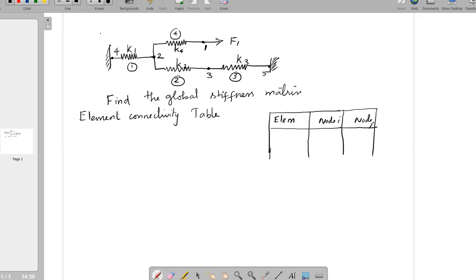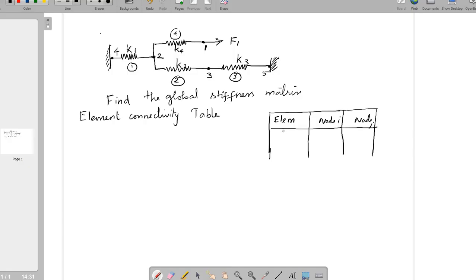So here you note, for the element number 1, what are the connection points of the element number 1? The node number 4 and 2 are connecting the element number 1. For the element number 2, the node number is 2 and 3. For element number 1, the nodes are 4 and 2. For the element number 2, the nodes are 2 and 3. For the element number 3, the nodes are 3 and 5. For the element number 4, the nodes are 2 and 1.